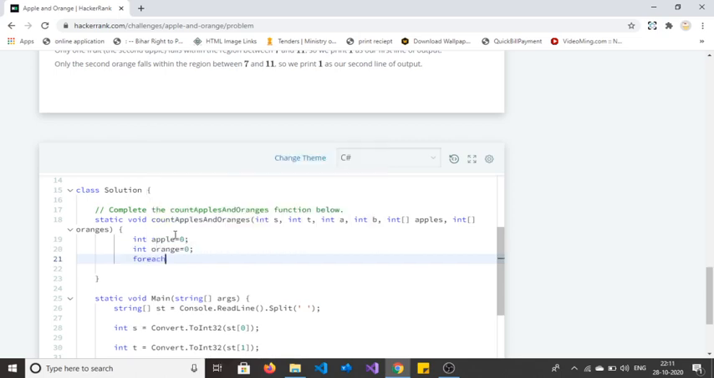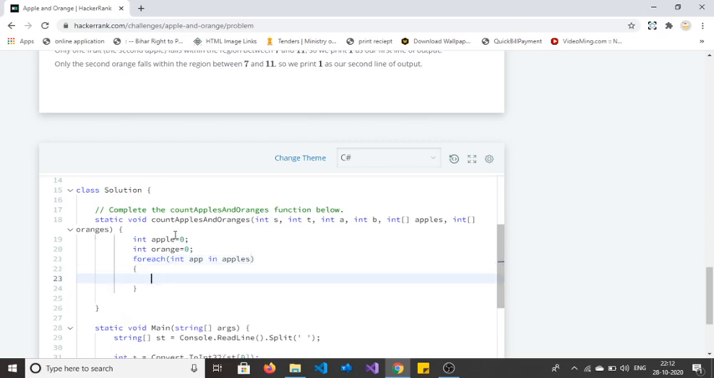I am going to use a foreach loop in apples. This is the array. I am iterating each item, and I will check whether this item falls between the given range or not. If it falls between the given range, then I will increment the apple.